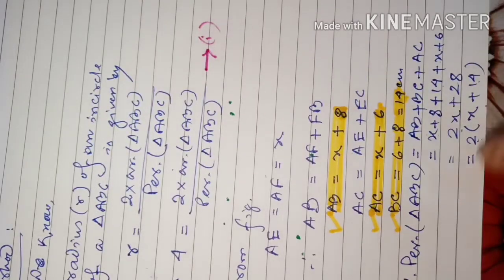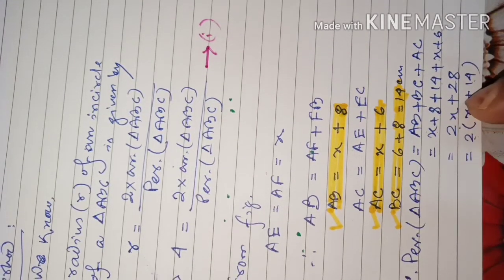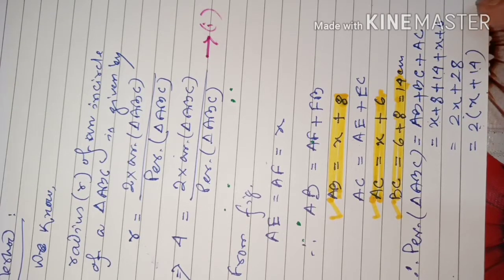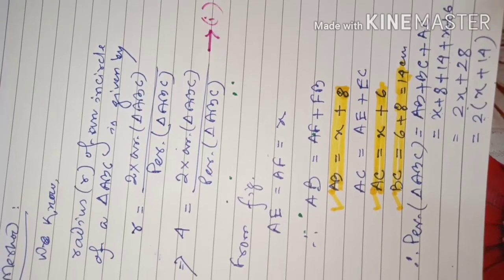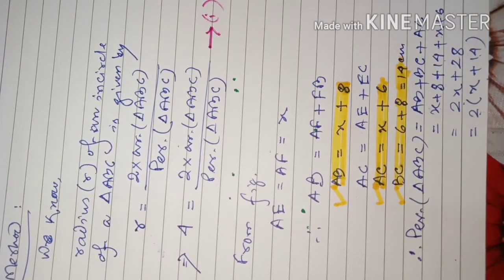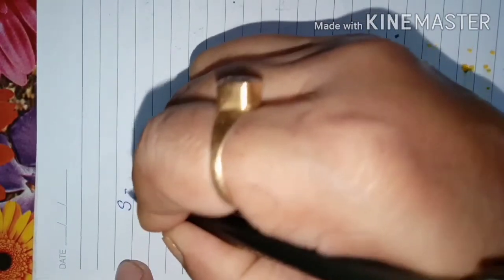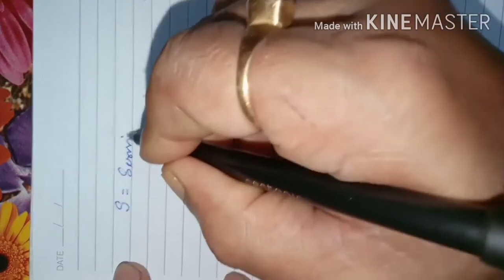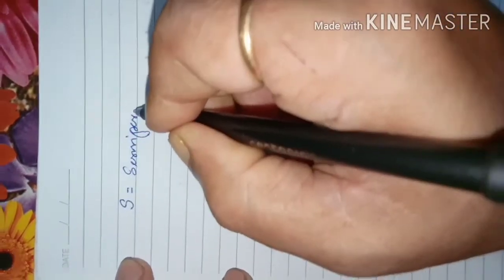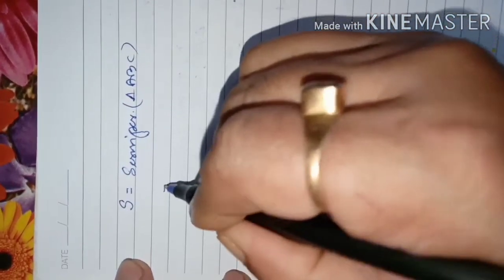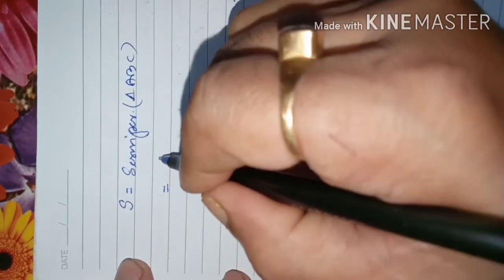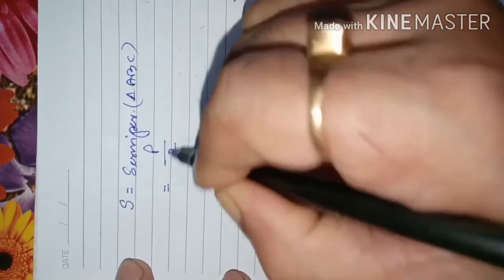After getting the perimeter of the triangle ABC, we can try for writing the area of triangle ABC. So for that we need to use Heron's formula. In Heron's formula, one important symbol is S. S is called the semi-perimeter of the triangle. Semi-perimeter of triangle ABC means half of the perimeter, perimeter divided by 2.